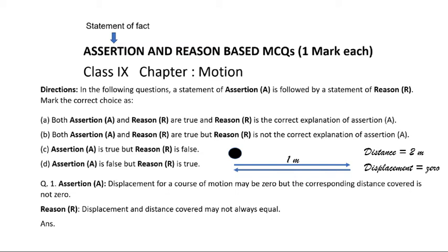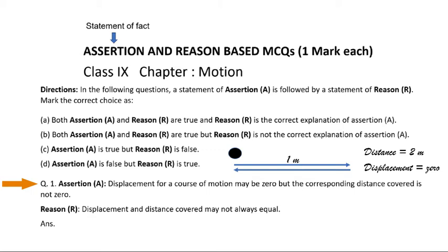Now you can see that displacement can sometimes be zero, but distance cannot be zero. So this example tells us that displacement sometimes can be zero, but distance is always non-zero. And look at the assertion A. Displacement for a course of motion may be zero, but the corresponding distance covered is not zero.